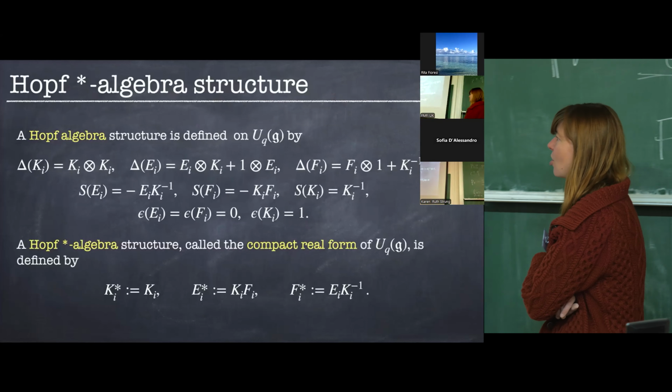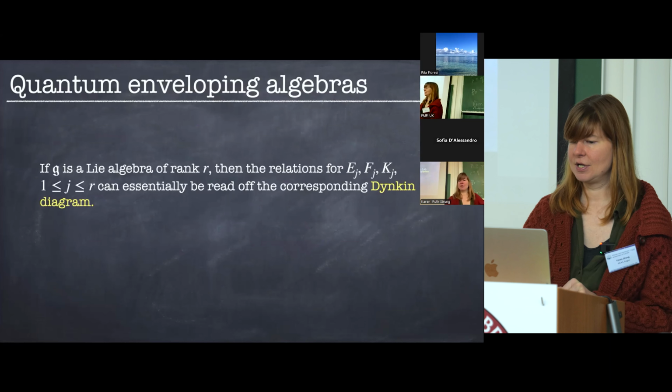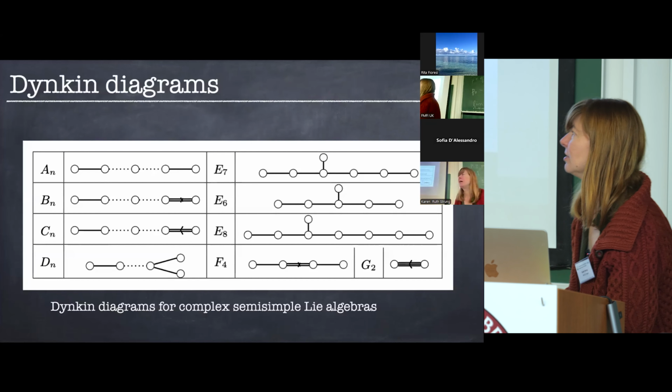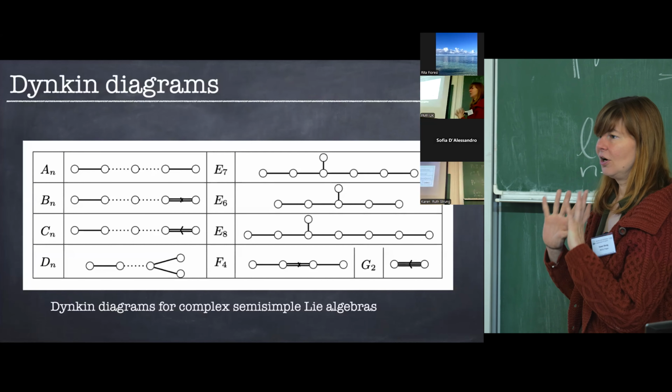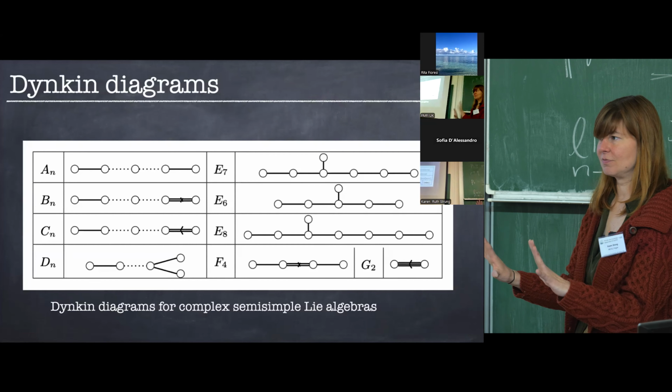Now, as I said, those are all really ugly relations that I would not expect you to take in a quick talk. But the point is that these can actually easily be read off the corresponding Dynkin diagram. So the Dynkin diagram will contain all the information necessary to write down these relations.